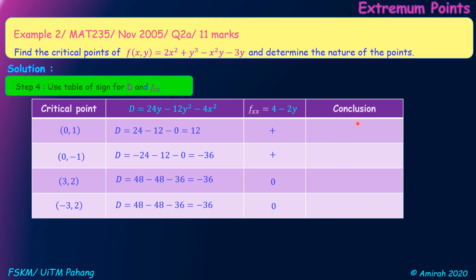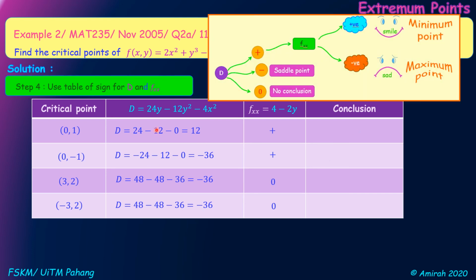Then we can make a conclusion. From here, we have D is 12. 12 means positive. So now we have D equals positive, and we have fxx equals positive. If we have fxx positive, we get a smile graph. Smile graph means minimum point. So we can write the conclusion is minimum point.